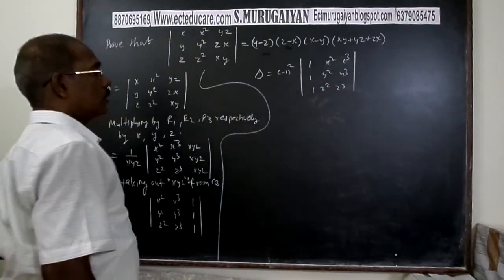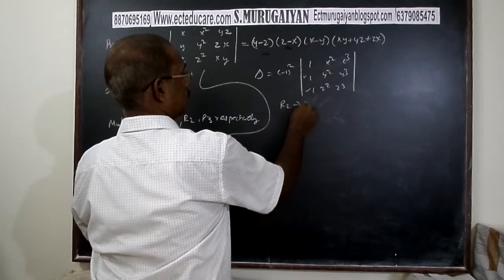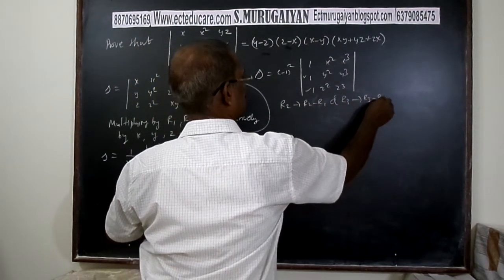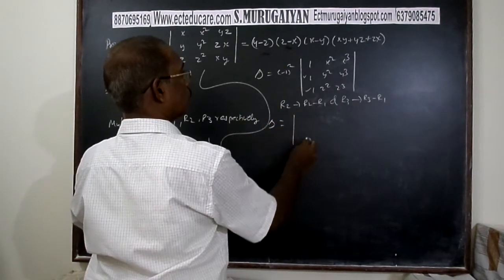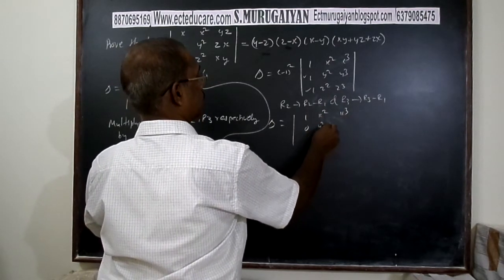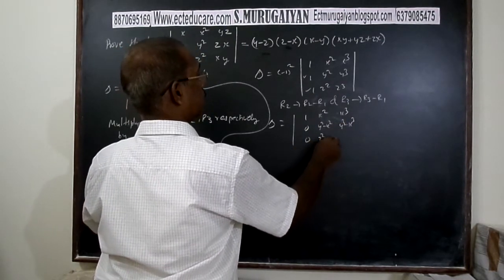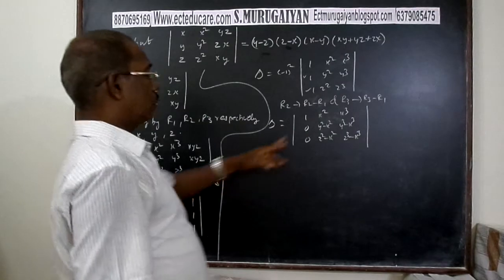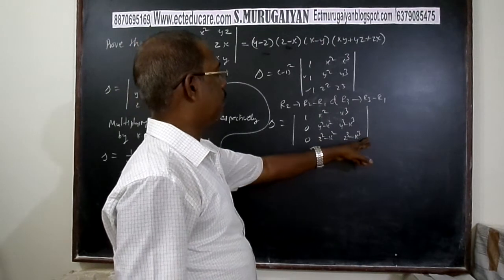Similarly, to make these two 1 to 0, write a formula. R2 is R2 minus R1 and R3 is R3 minus R1. So minus 1 square positive, delta equal to 1 x square, x cube, and 0 y square minus x square, y cube minus x cube, 0 z square minus x square, z cube minus x cube. Okay. Now y minus x common factor from R2, z minus x is common factor from R3.